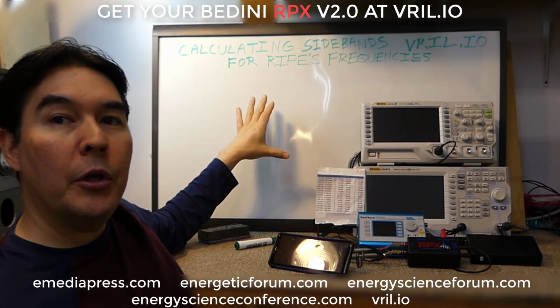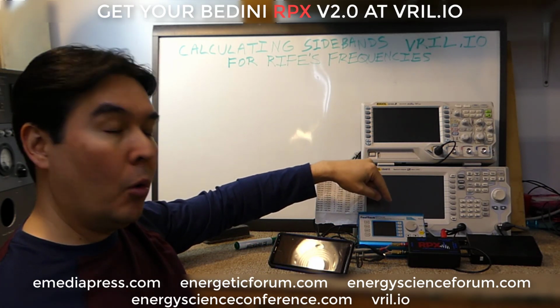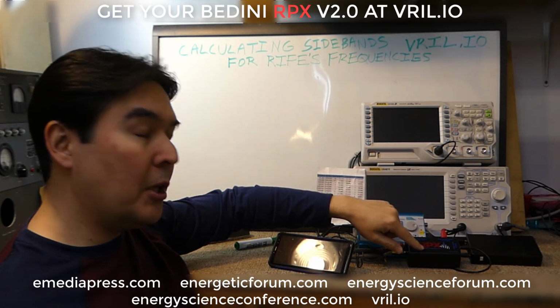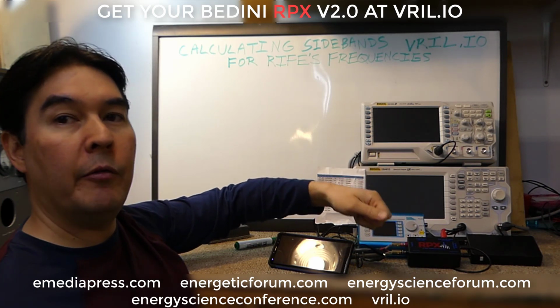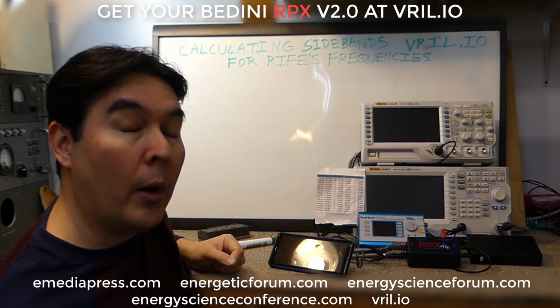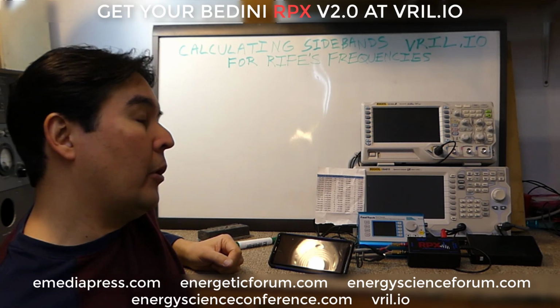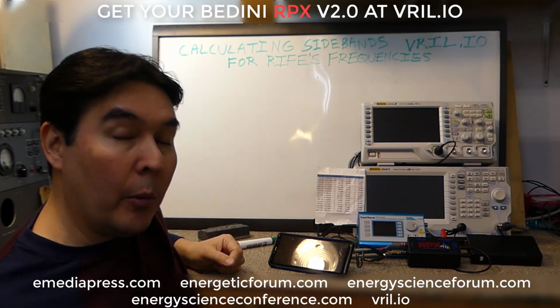What I'm going to do here is show you the calculations of how you derive the audio frequency, or the lower frequency, which is to be mixed with the fundamental to produce the Rife frequency. And once you see this, you're going to see that most of the so-called Rife machines out there are completely fake, and they're not producing the frequencies the way Rife did.